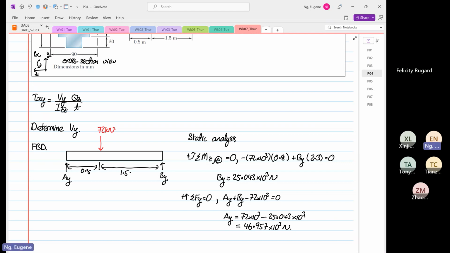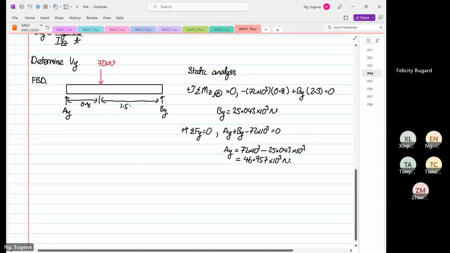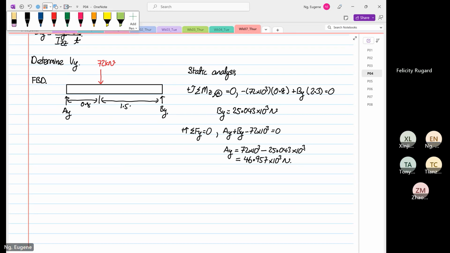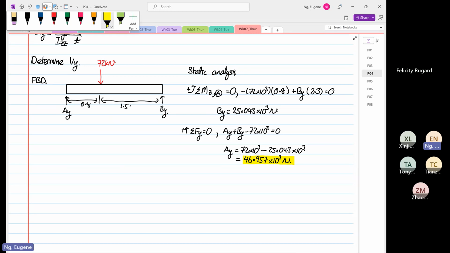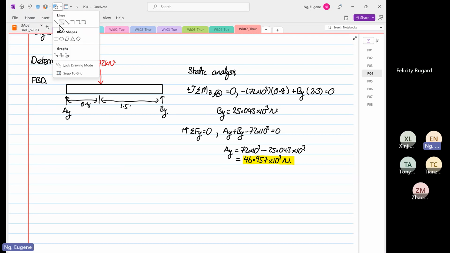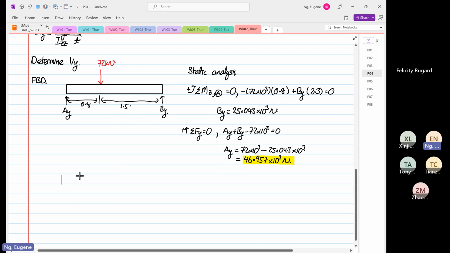Okay, 46.957 times 10 to the power 3. So from here, what we are going to do is pick the higher reaction force. So we know that our V max will be 46.957 times 10 to the power 3 Newton. And why is that? I'm still going to sketch the shear force diagram for you so you can see better. Don't get me wrong, I don't skip steps.